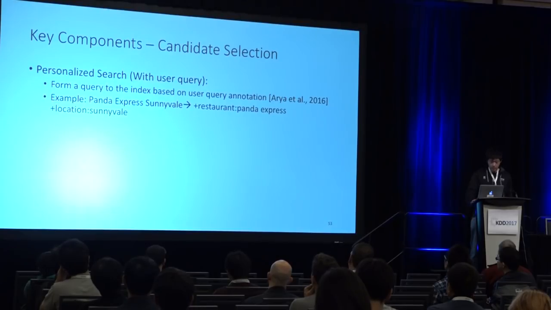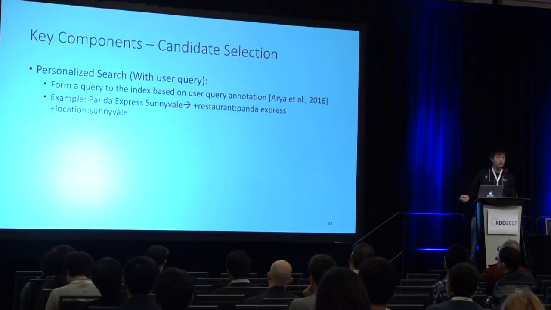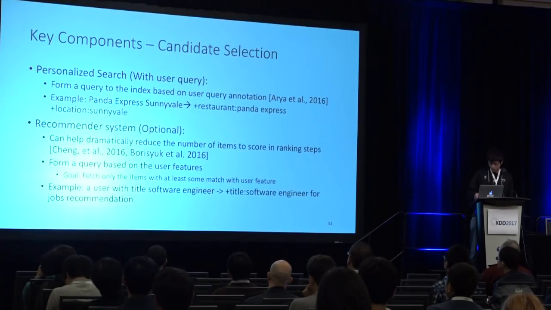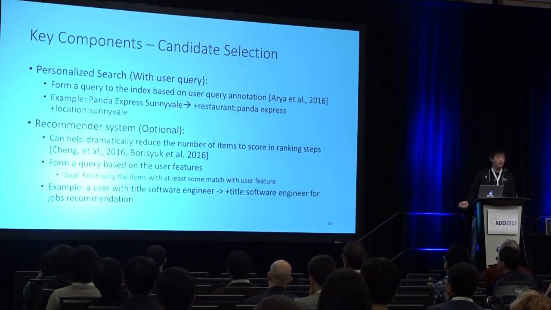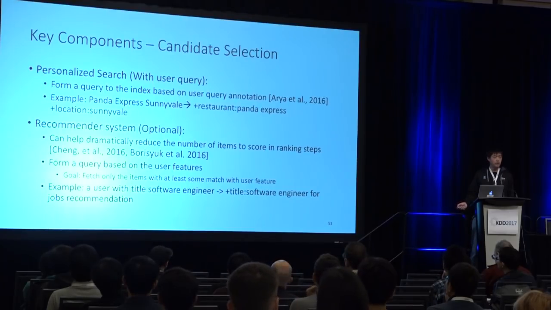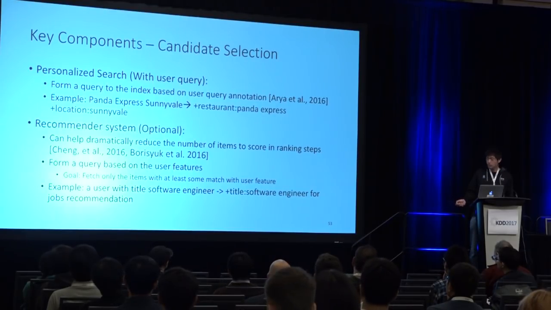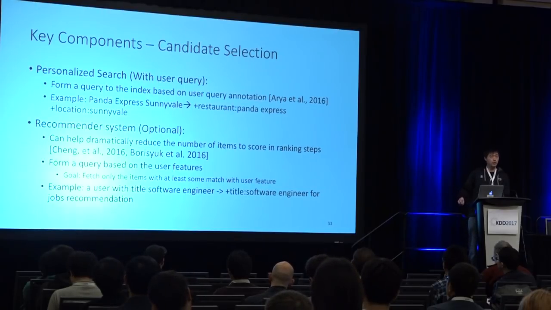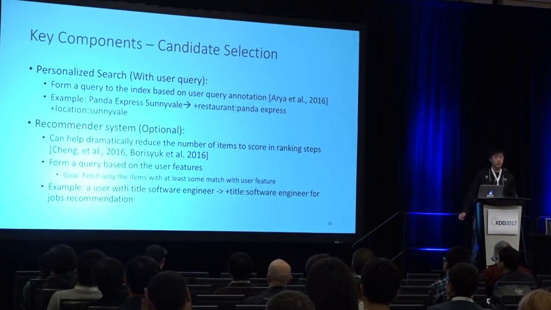Given this query, we can retrieve all the items that match restaurant, Panda Express, and location equals Sunnyvale. That is how you do your retrieval. In the context of a recommender system where you don't have a query, you can still choose to do this step for candidate selection. Why? Without a query, why do you still want to construct a query? The reason is very simple: sometimes you want to form a query based on the user features so that you can reduce the number of items to actually score in the recommender system. That will help your system latency as well.